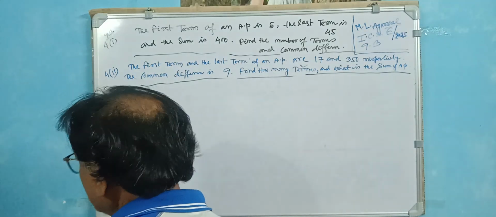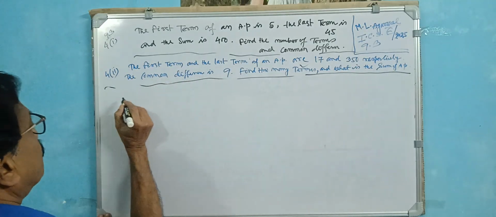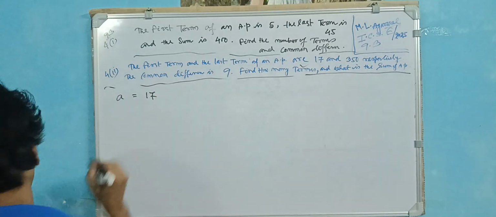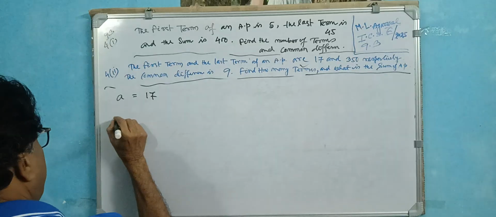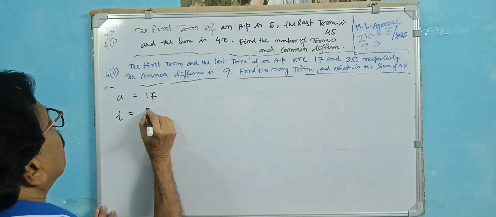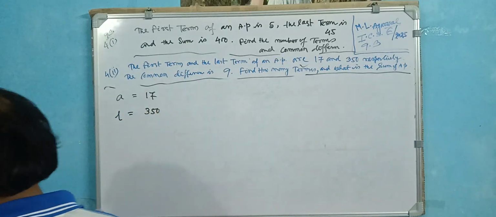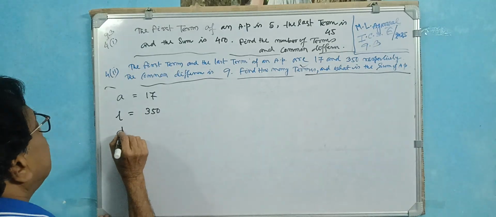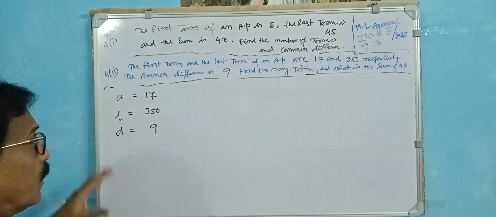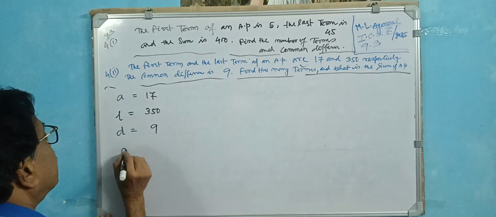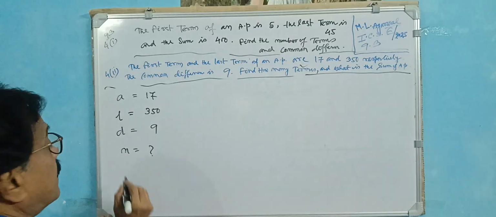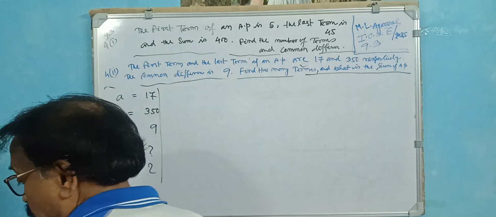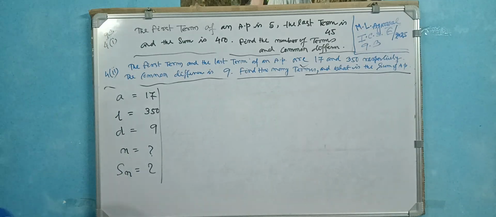So now, the first term and the last term. The first term a is 17, and the last term l is equal to 350. And the common difference d is 9, this is already given. Find the number of terms n and the sum Sn. That we'll find out. Is it okay?